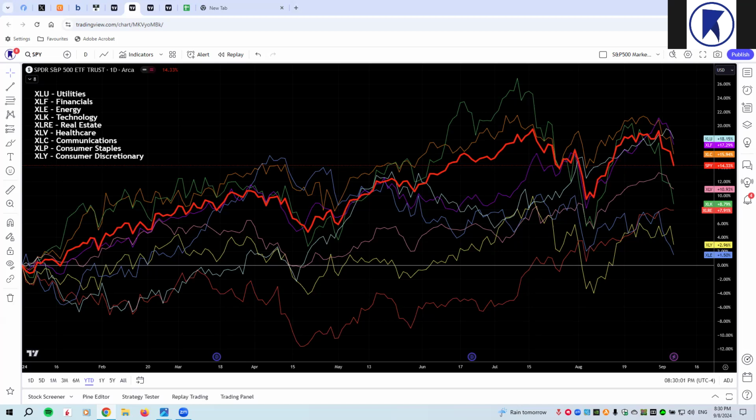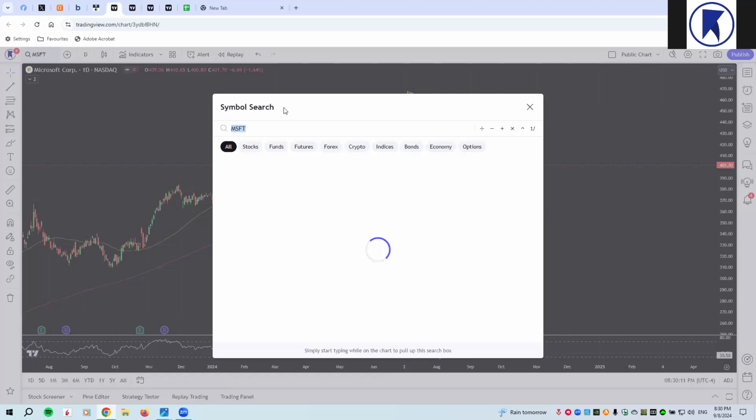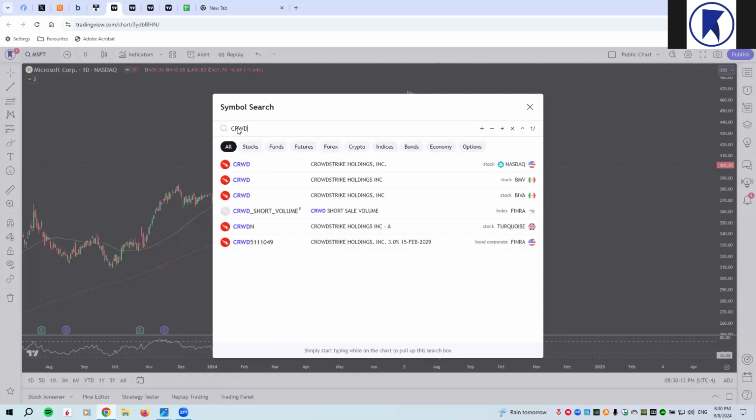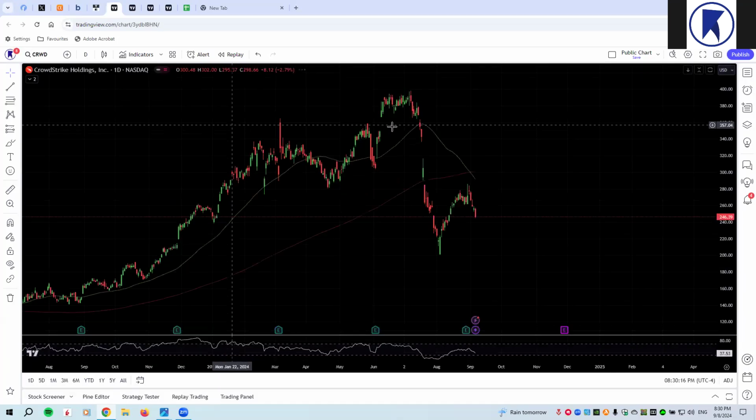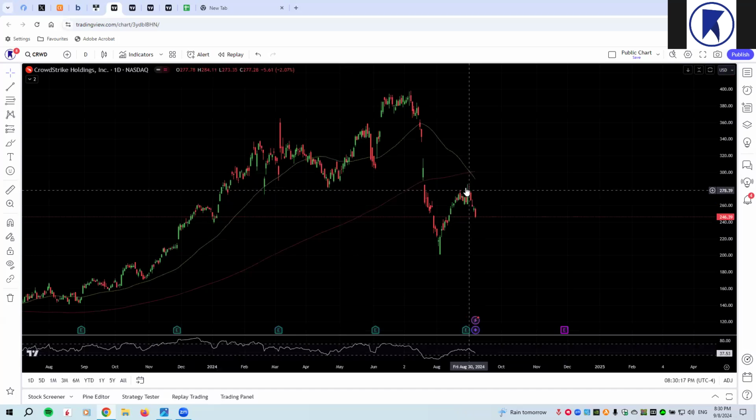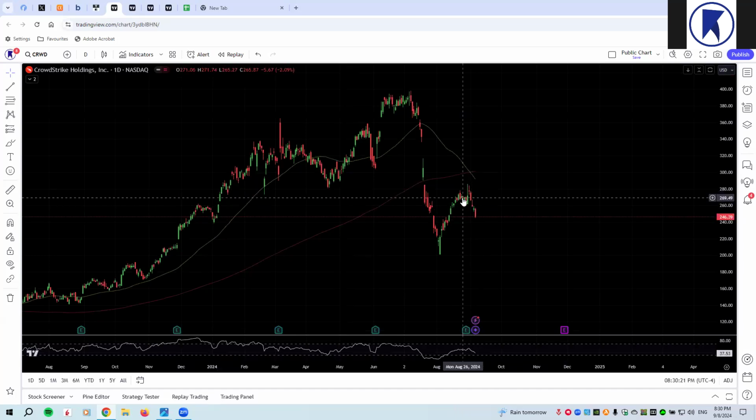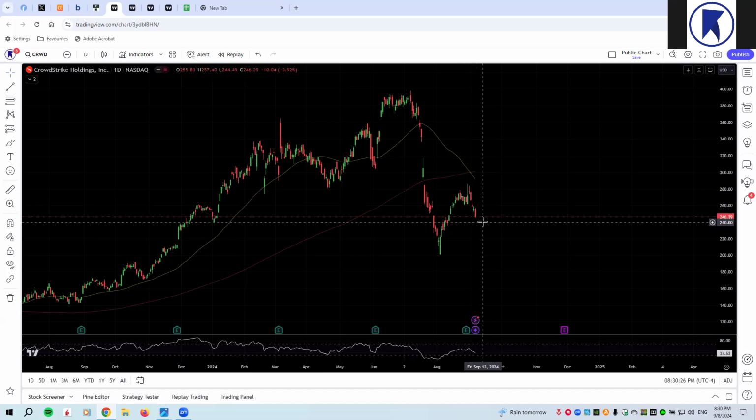Okay. Jazz is asking, we took CrowdStrike off right off the top. Yes, sir, we did. Let's bring it up. We got out at a near term top here, and it's just kind of gone lower since. I think we took it off around here, end of August. So it's just gone lower since.